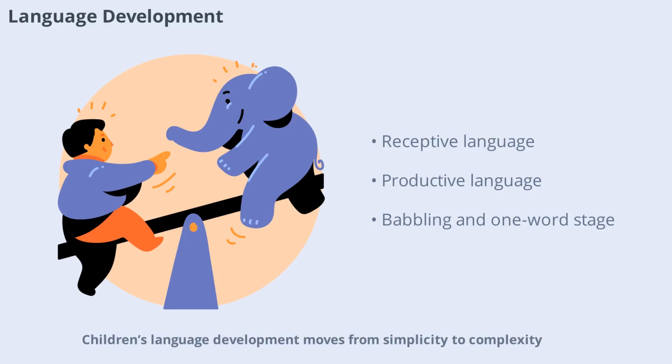Children's language development moves from simplicity to complexity. Infants start without language but soon begin to discriminate speech sounds, marking the start of receptive language. Productive language, the ability to produce words, matures later. Babies enter the babbling stage around 4 months and the one-word stage around their first birthday. Understanding these stages helps us appreciate the remarkable process of language acquisition.